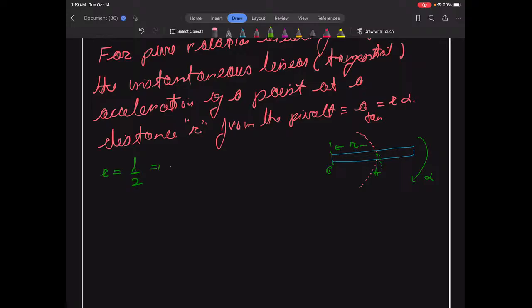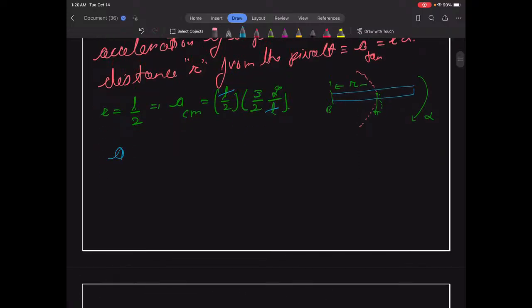Okay. Therefore, we can say our acceleration of our center of mass will be equal to distance, which is L by 2, and alpha is our angular acceleration, which we found out is 3 by 2 g divided by L, and here L and L cancel out, so we get our acceleration of our center of mass will be equal to 3 by 4 times g, okay, obviously in the downward direction. So this was the C part.